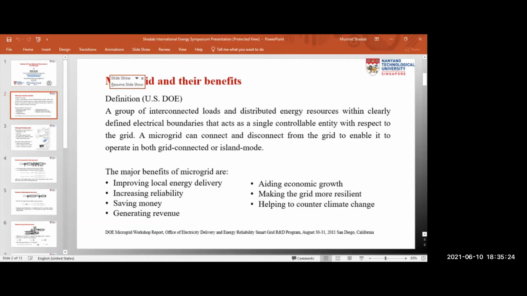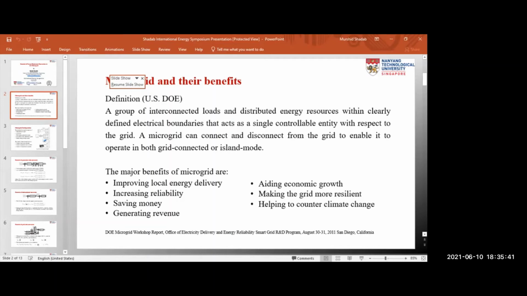One more thing is that in the case of grid failure, the microgrid is able to feed the local loads and the critical loads. So this also incorporates resiliency.